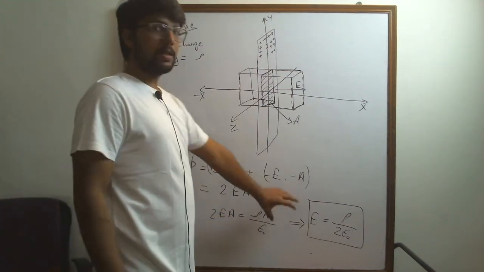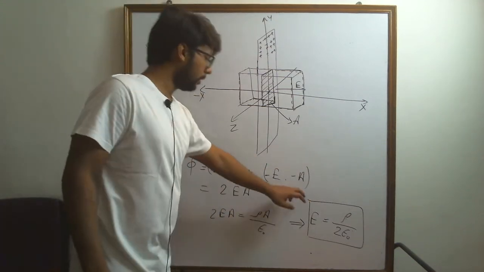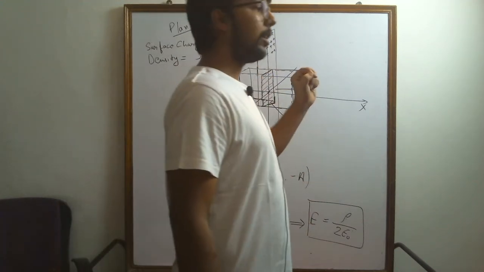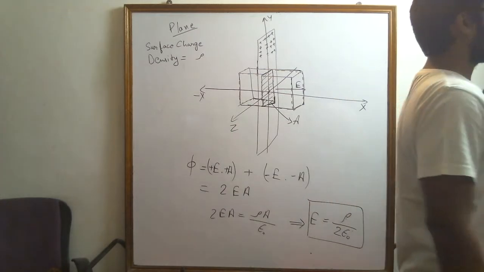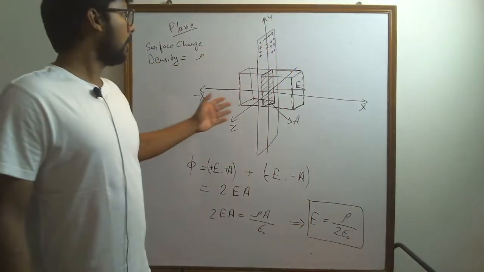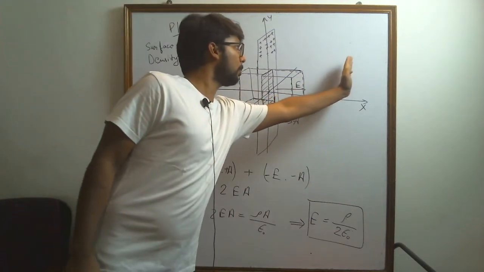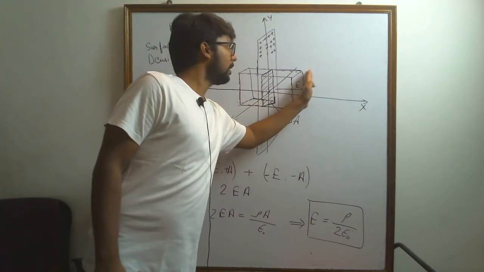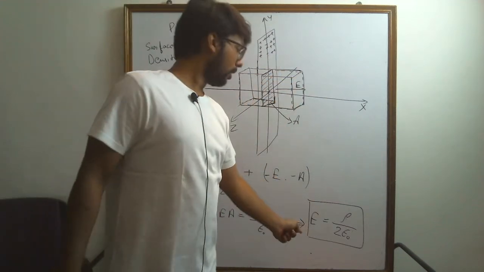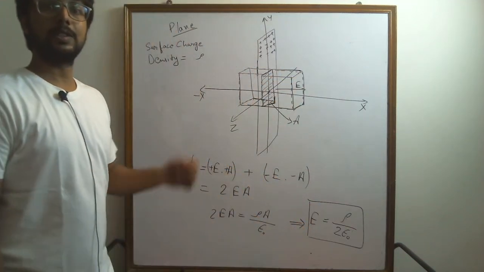Okay, now this is a very important result. The most important thing about this result is that it does not depend on the distance. That means the electric field does not depend on the distance. The electric field over here is also the same, and here is also the same. So the distance from the plane is not a factor in the electric field, which is very important.